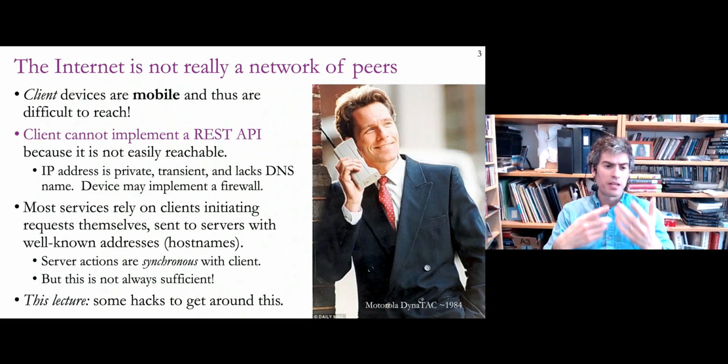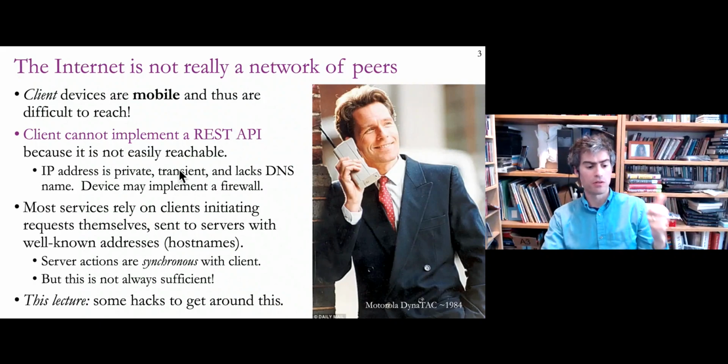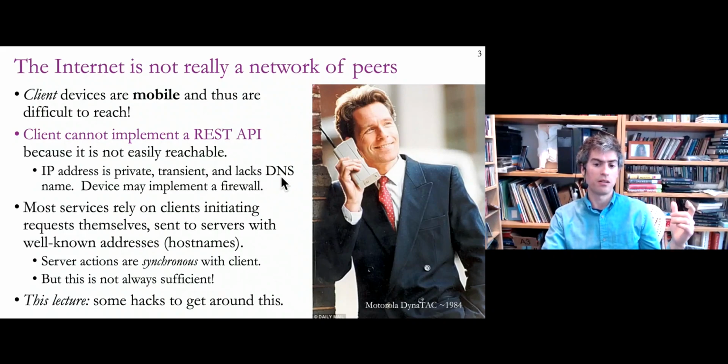The way the internet is designed and the way these client devices are designed, doing it in that straightforward way is not possible. We can't really have a client implement a REST API because those clients are not easily reachable in the same way that those backend services are. So a bunch of reasons for that. First of all, those client devices are not always on. If we're talking about a smartphone, the power could be off, you could be out of service, you're moving around, and that means that your IP address changes, and you don't have a DNS name that always points to you. So this is very different than servers.